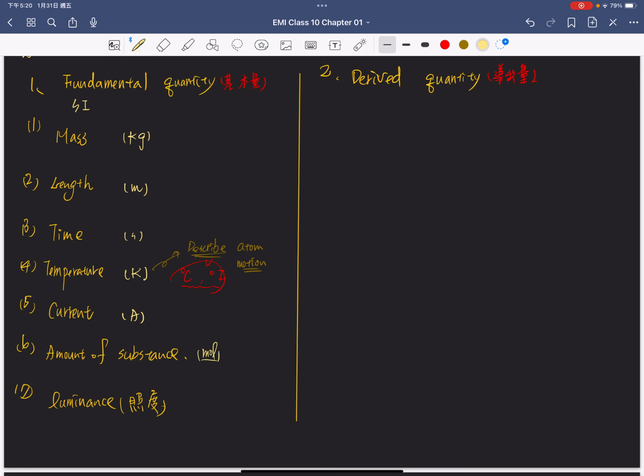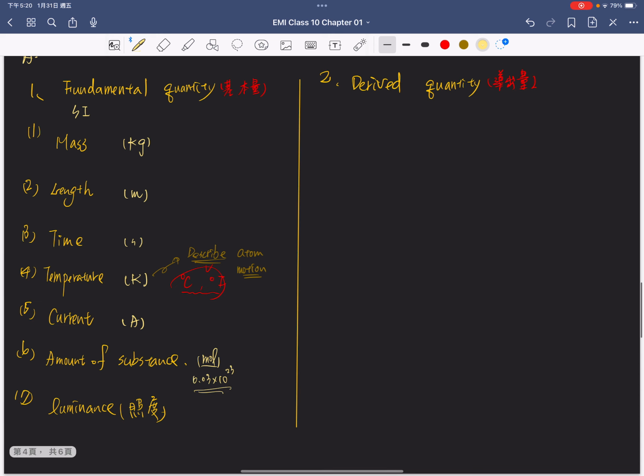We use the mole to count the number of atoms or molecules. A really common number is 6.02 times 10^23, which is the number of particles in a mole. The final quantity is luminous intensity, and its unit is the candela, cd. It describes how brightly an object shines, so you can know the magnitude of the luminous intensity.